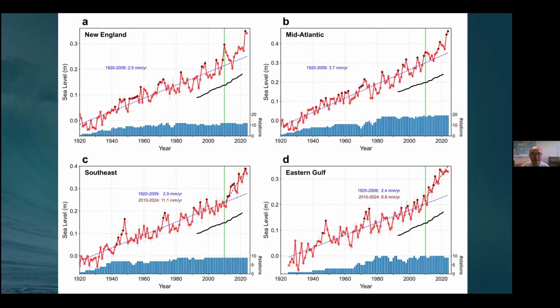Okay, so this is an update of that figure by including the last 2 years of data, the 2023-24 data. You see on the northeast coast, the sea level during the past 2 years was anomalously high for New England and the mid-Atlantic region. The sea level broke records during the past 2 years on this coast.